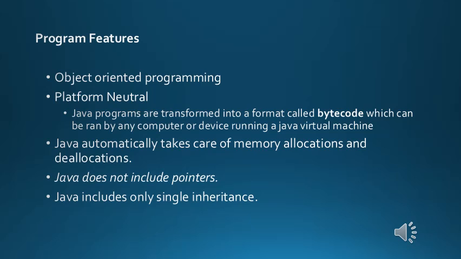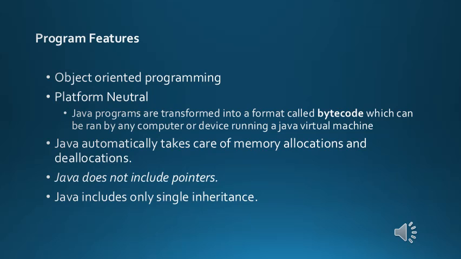Next thing we want to talk about is memory allocation and deallocation. Java takes care of that automatically for us. If you're coming from a C and C++ environment, you had to allocate and deallocate the memory manually. Well, Java takes care of that. So that's a big deal. It keeps our resources running very efficiently.